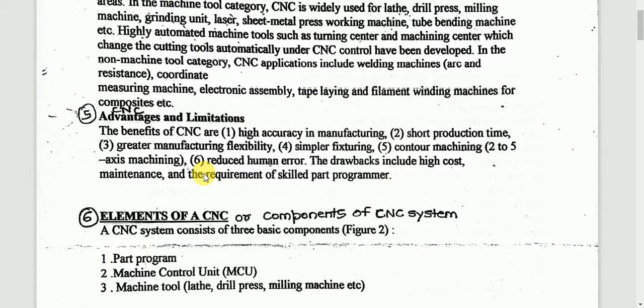Now talking about the disadvantages or the drawbacks. The drawbacks are high cost of the CNC machine will be very costly. Maintenance required is more, and the requirement of skilled part programmer. A special skilled part programmer can do the machining operation which requires specific training programs. So the cost of special training will be very high.